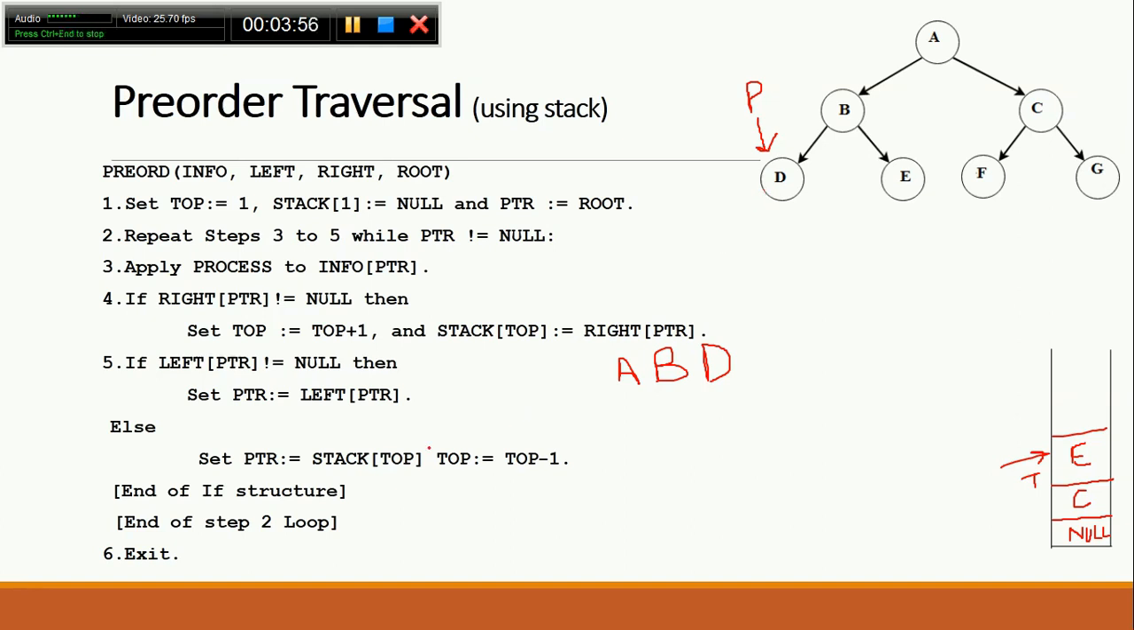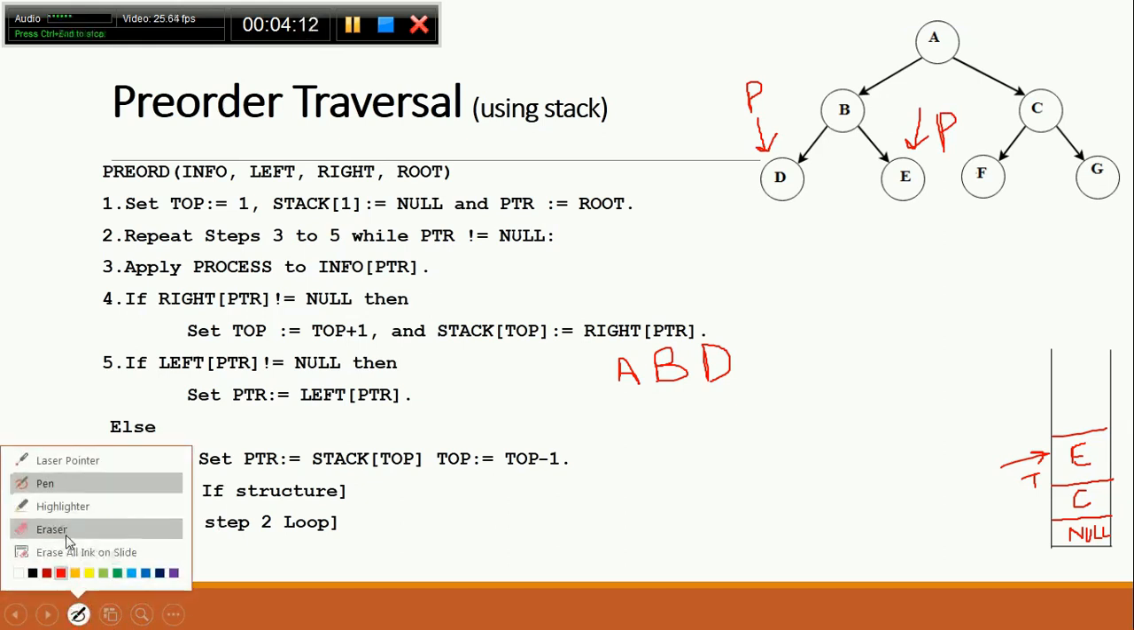Then it says whatever you have in the stack top, the PTR should start pointing to that node. What do I have in the stack top? E. So the PTR will jump from here, and top is equal to top minus 1. Okay. So top will be deleted.